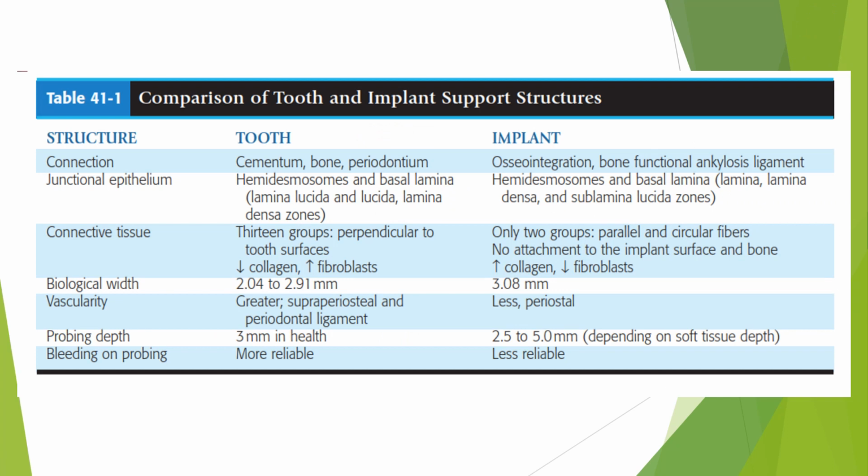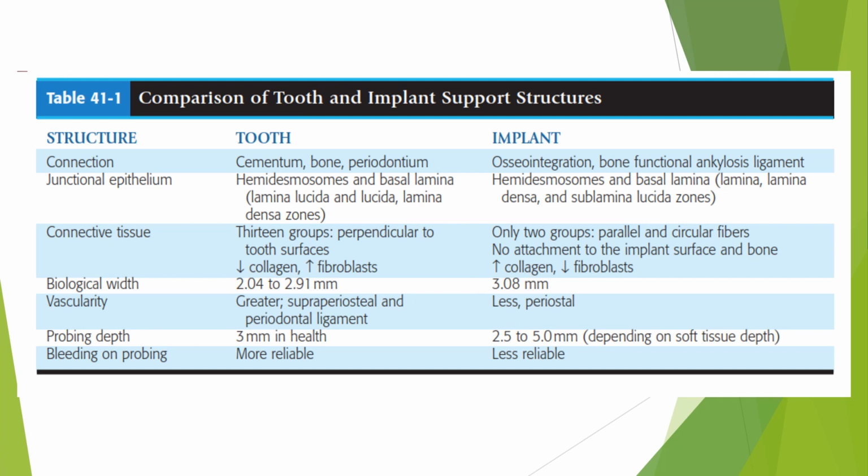What is the comparison of tooth and implant supported structures? In tooth, the connection is in cementum, bone, and periodontium. Whereas in implant, it is osseointegration and bone functional ankylosis ligament. Then junctional epithelium contains hemidesmosomes and basal lamina, that is lamina lucida and lamina densa zones. Then in implant, lamina densa and sublamina lucida zones are there.